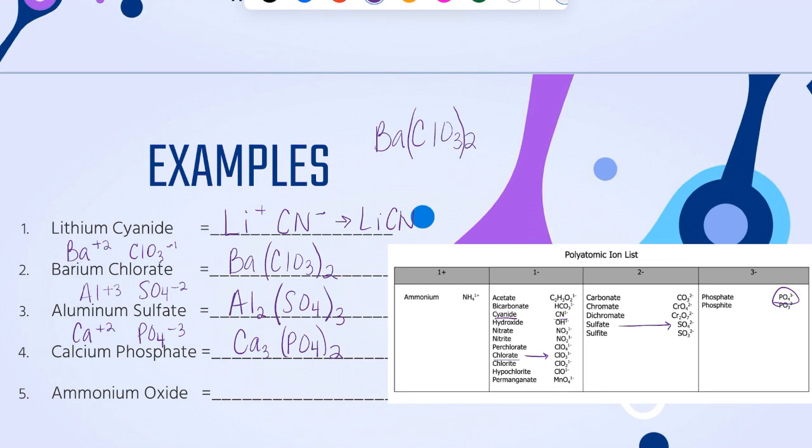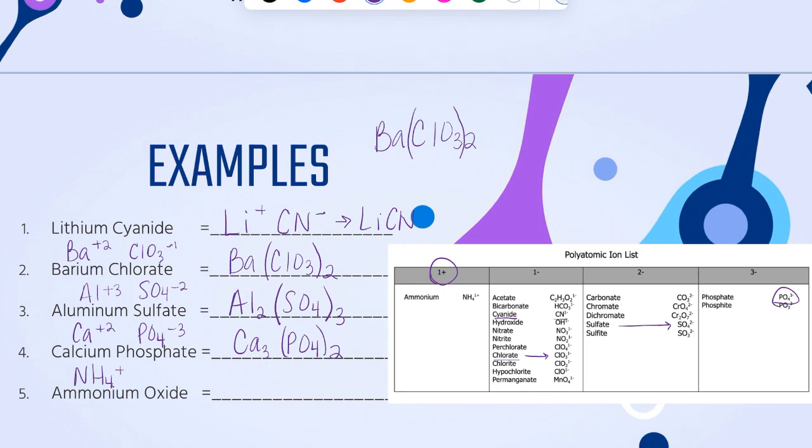Okay, on the next one, ammonium. This was on a test or a quiz. I would get a lot of questions. Mrs. Grezik, I can't find ammonium anywhere. That's because ammonium is our one polyatomic ion that has a positive charge. So it's our one cation. So ammonium is a polyatomic ion. So it's NH4 plus 1.